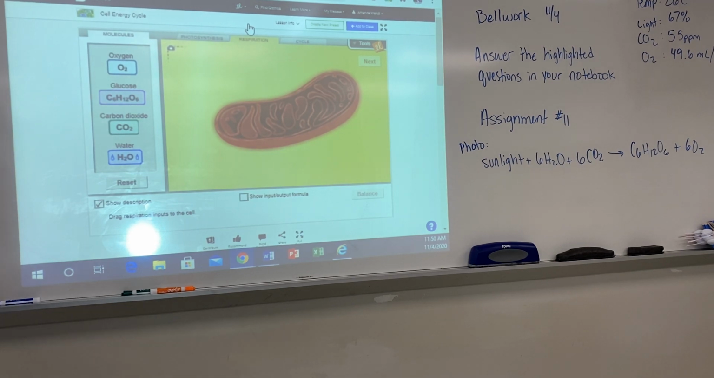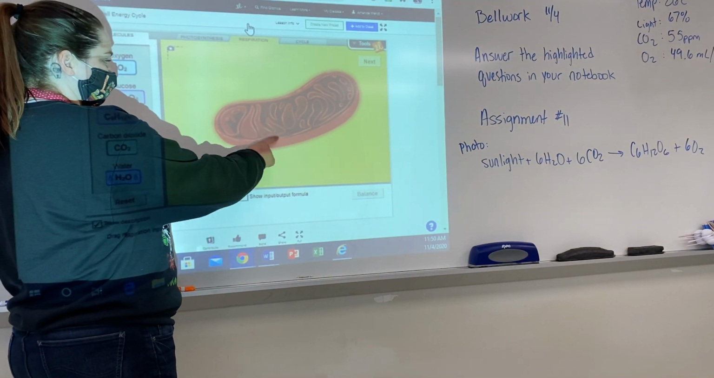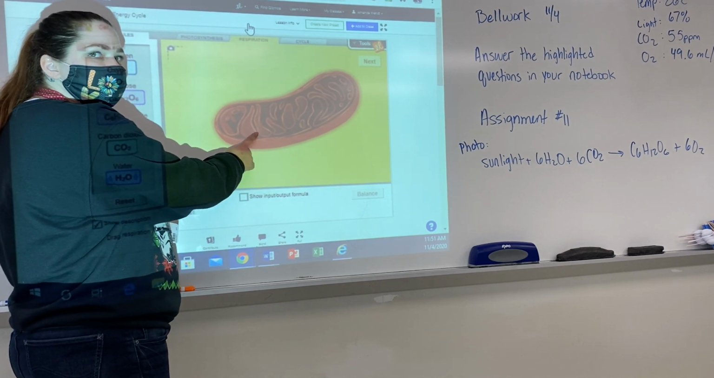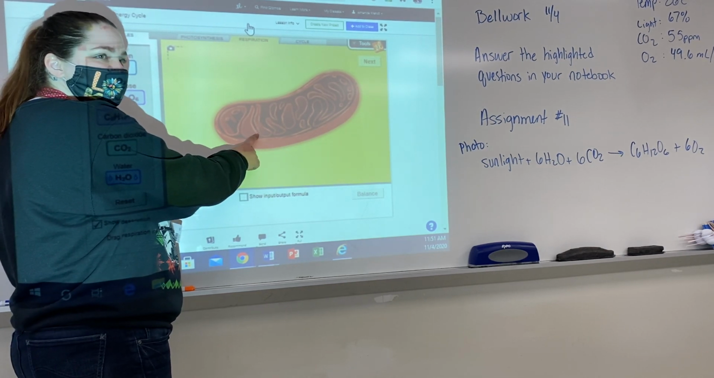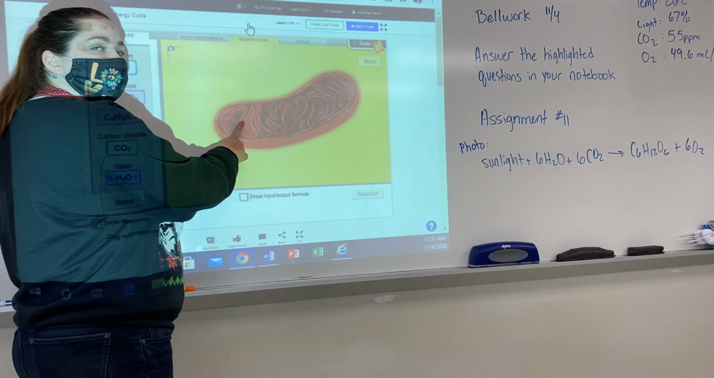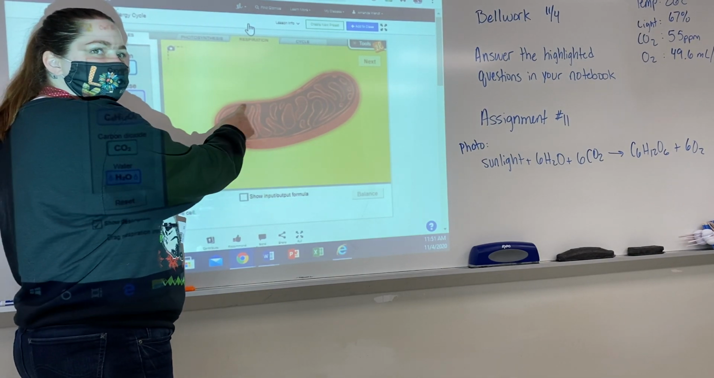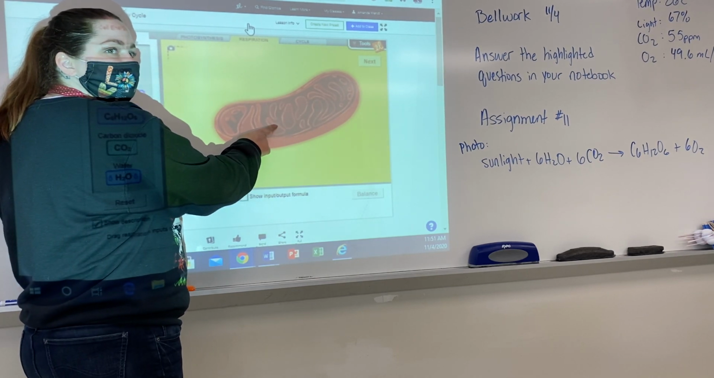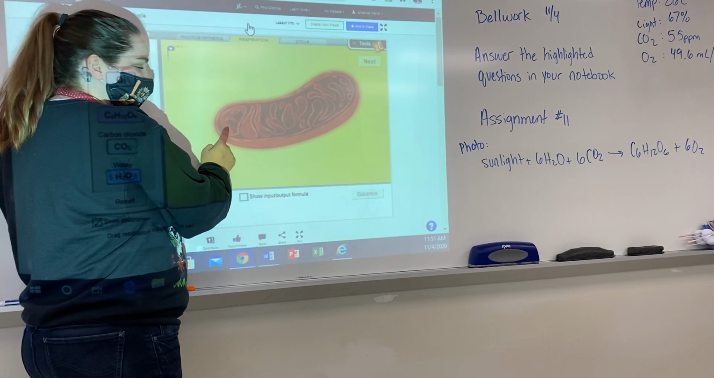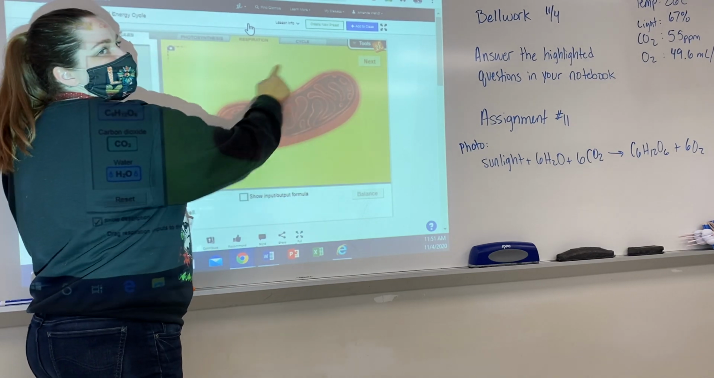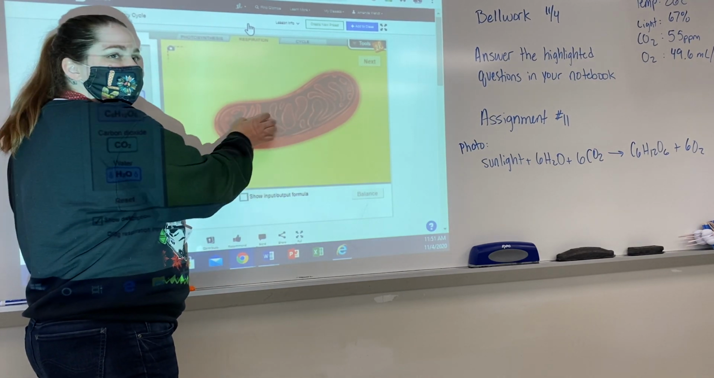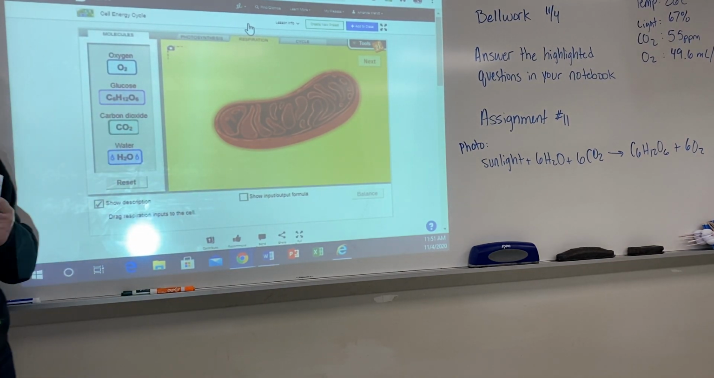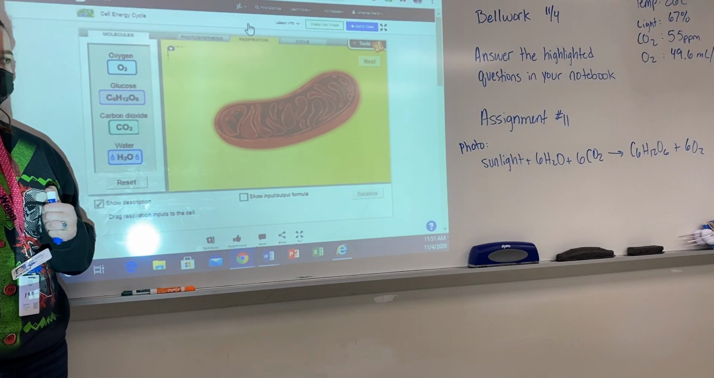Mitochondria. What are these folds called? The cristae. So the folds are the cristae. What is the cristae made out of? What is being folded? The inner membrane. What is this on the outside? The outer membrane. What is the fluid inside? The matrix. Very good. So make sure you know your structures of both your chloroplasts and your mitochondria.